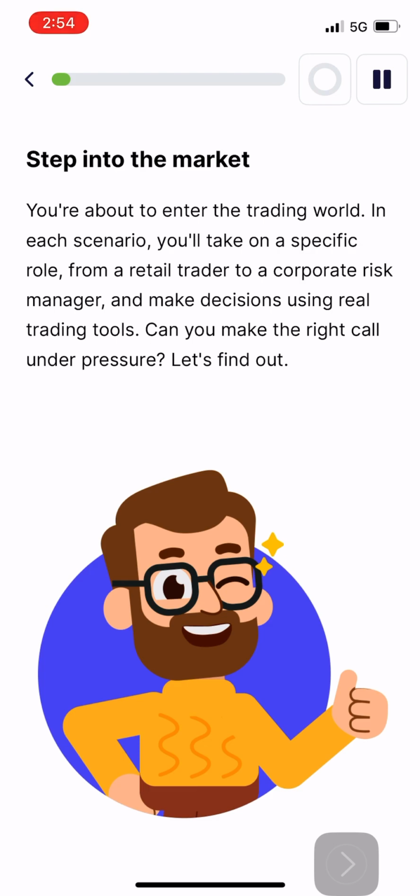Step into the market. You're about to enter the trading world. In each scenario, you'll take on a specific role, from a retail trader to a corporate risk manager, and make decisions using real trading tools. Can you make the right call under pressure? Let's find out.